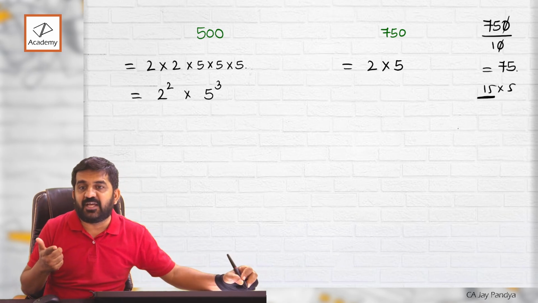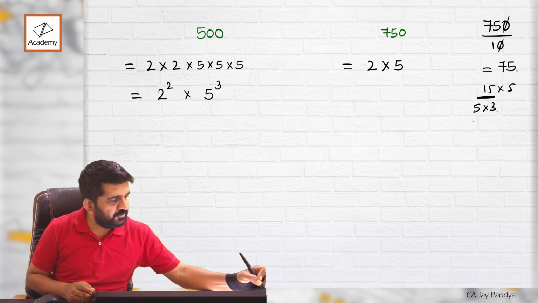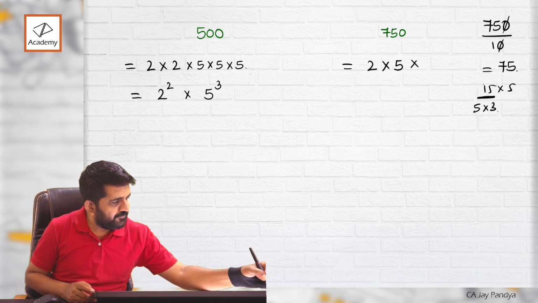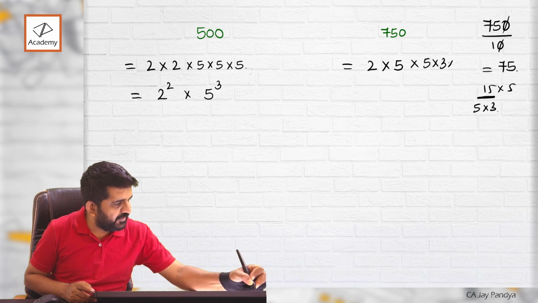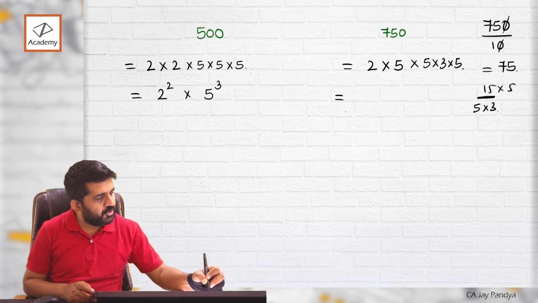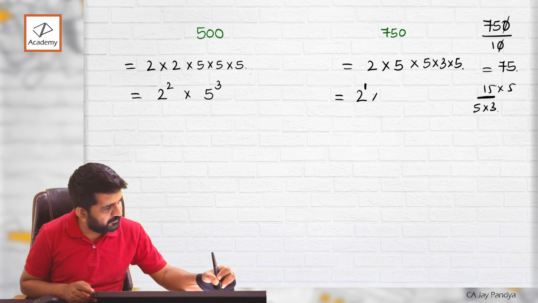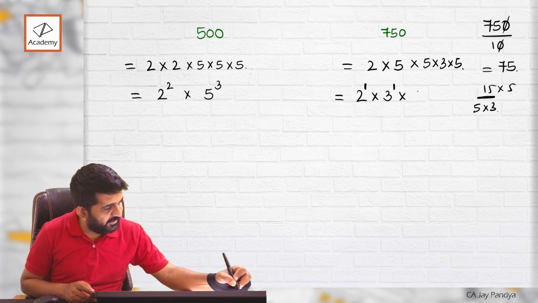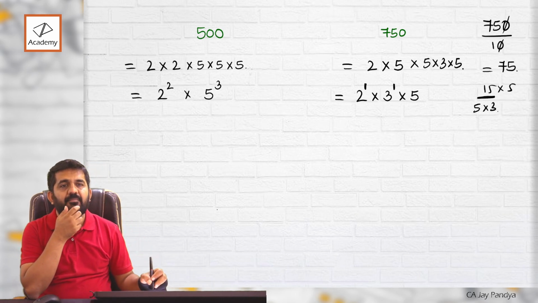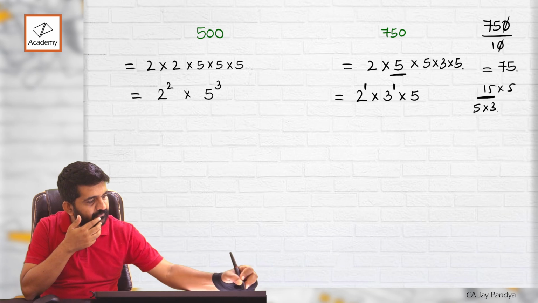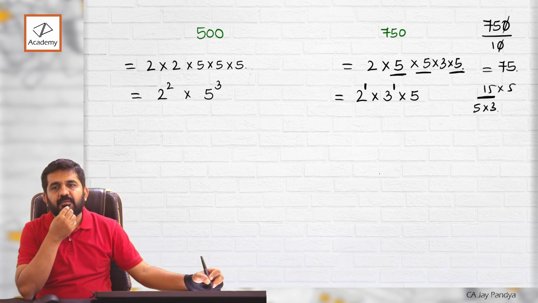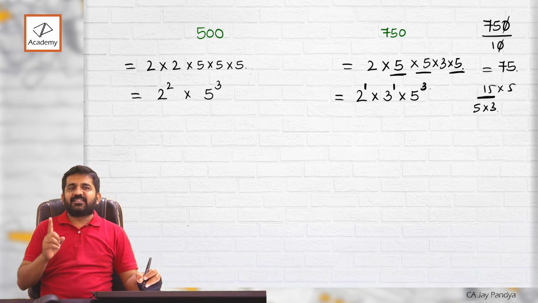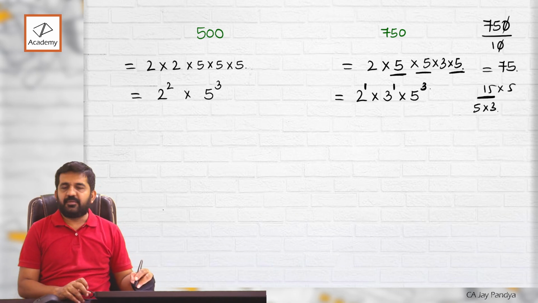15 5s are 75. 15 is also a factor we know. 5 into... So 75 is pending. 5 3s are 15, 5 15s are 75. So this is 2 raised to 1, 3 raised to 1, and 5 raised to... 5 is how many times? Cube. Anything 3 times is cube, anything 2 times is square, right?